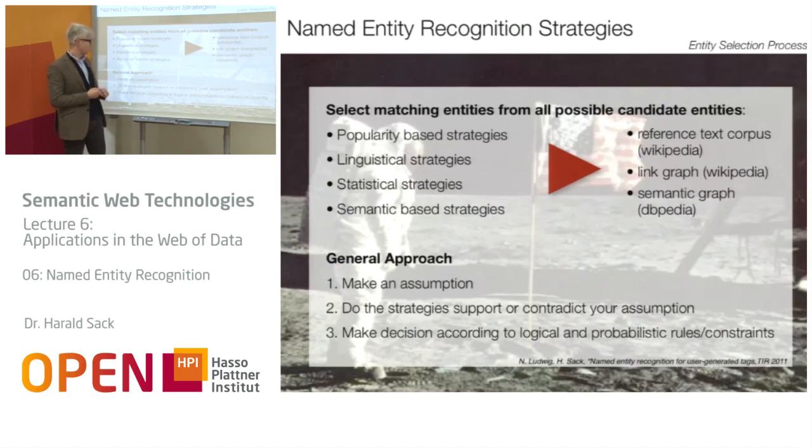You follow a general approach. First, you make an assumption about which would be the right entity to choose. And then you ask, do these strategies really support or contradict your assumption? And finally, you make your decision according to logical and probabilistic rules and constraints that you have put there in advance. So this is the general strategy. I will show you one of the strategies.